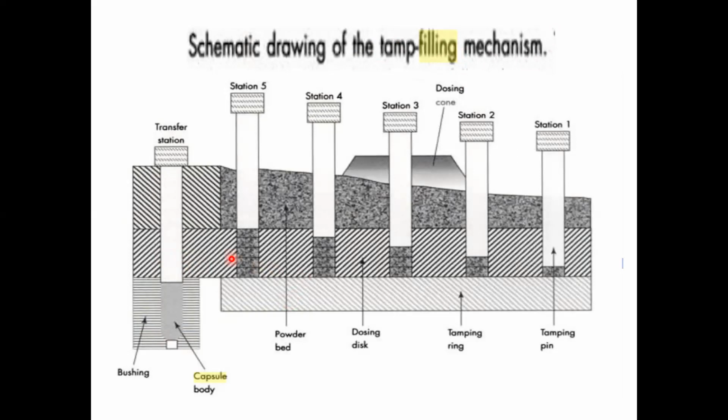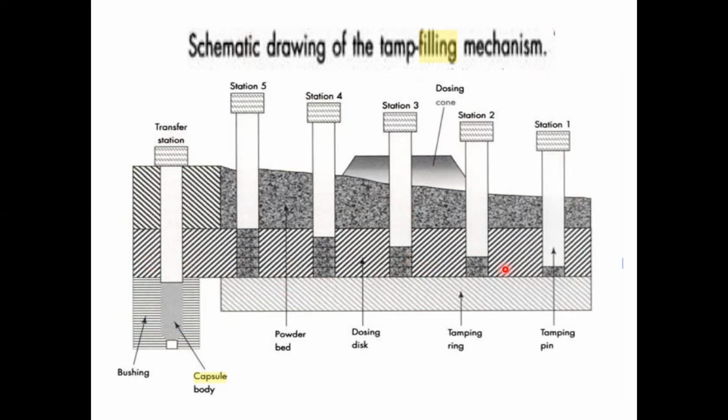Dosing disc. So this is a disc. You can see this shaded region is the disc. This is a dosing disc. This is a tamping finger, also called a tamping pin. As the name suggests, dosing disc and tamping finger machine. These machines are intermittent in motion.